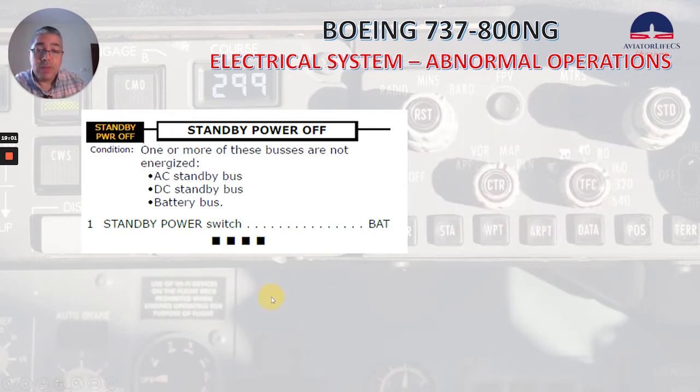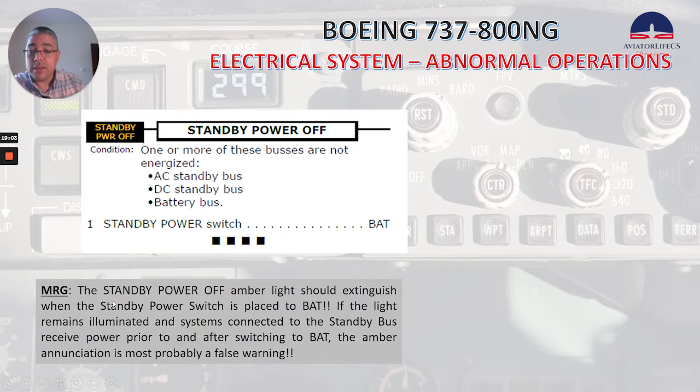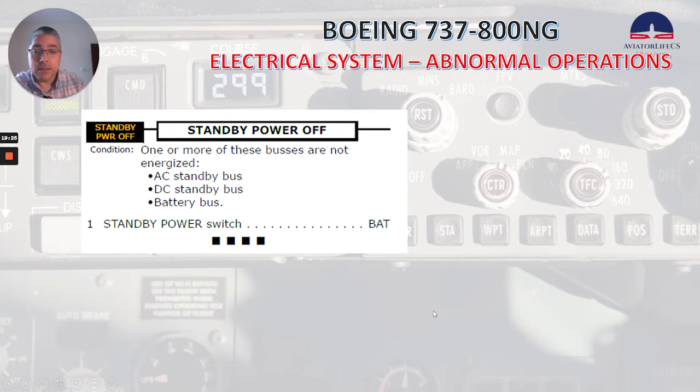Now, one more thing to read about this one: the standby power off amber light should extinguish when the standby power switch is placed to BAT. If the light remains illuminated and systems connected to the standby bus receive power prior to and after switching to BAT, the amber announcement is most probably a false warning. All right? I thought that was important to know.